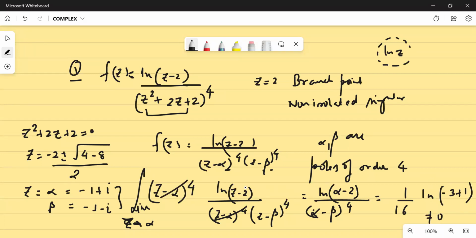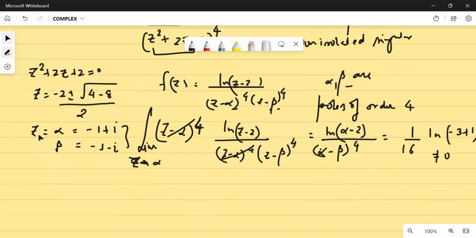This non-zero limit is coming when I'm multiplying the entire function by z minus alpha raised to power 4. So z equals alpha is a pole of order 4, and similarly you can verify the same for z equals beta. I hope it is clear.